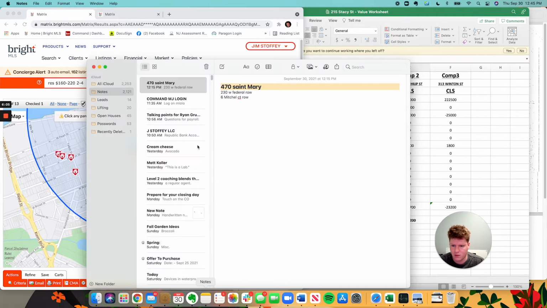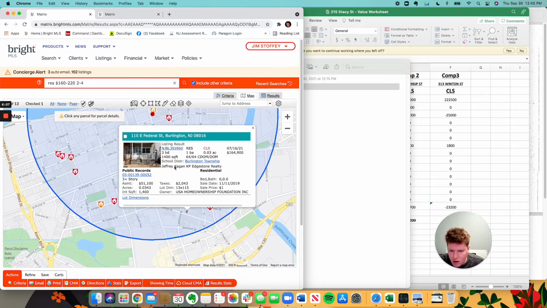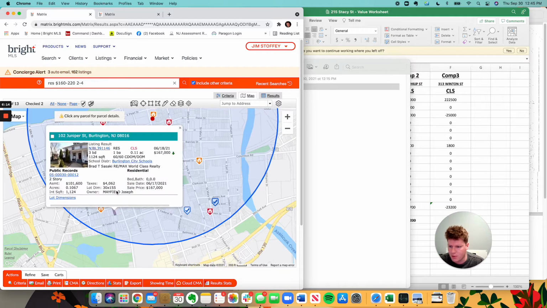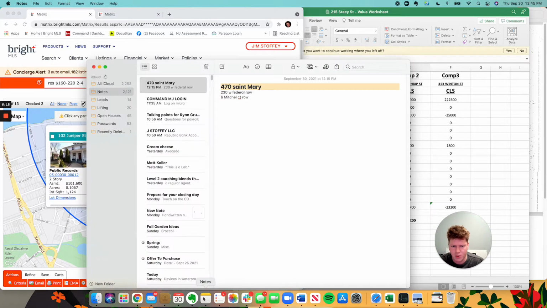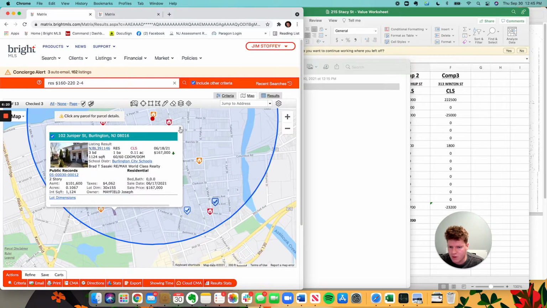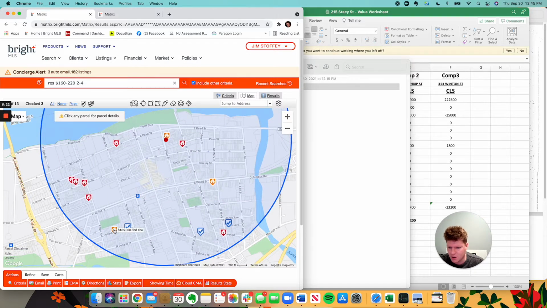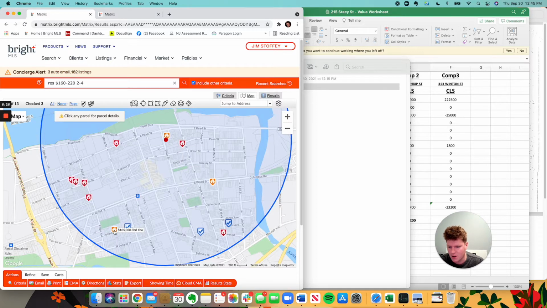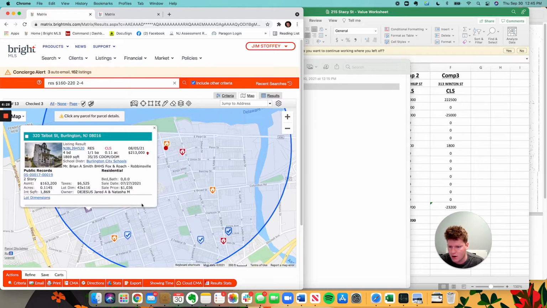110 East Federal, 1,400 square feet, 3-bed, 1-bath. I'll check it off, and maybe we'll use that and keep going. Another 3-1. This is a twin, 1,100 square feet, 102 Juniper. I'll check that one off. We'll see, maybe I'll use it. 124 Juniper is pending, so I'm not going to use it because I don't know what it's going to sell for. This one is a single, looks like 1,800 square feet, so that's too big.